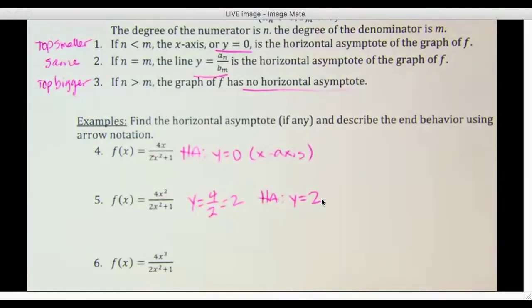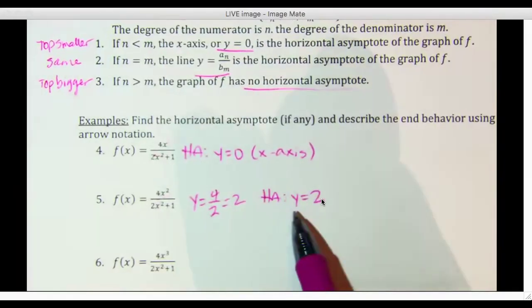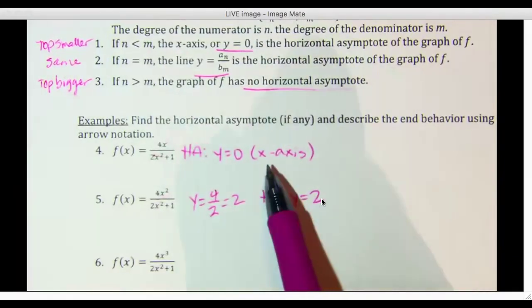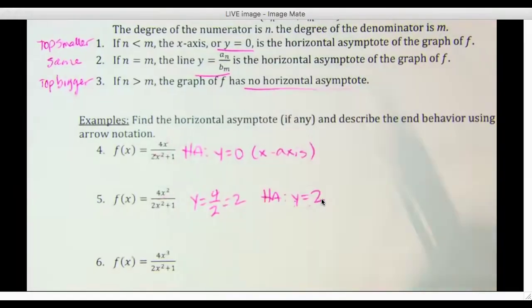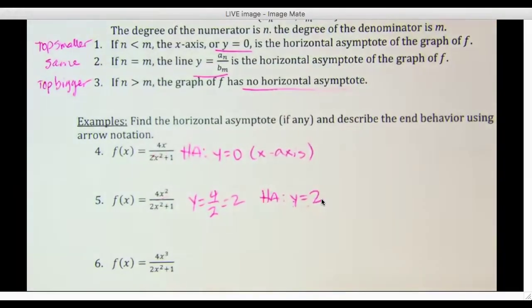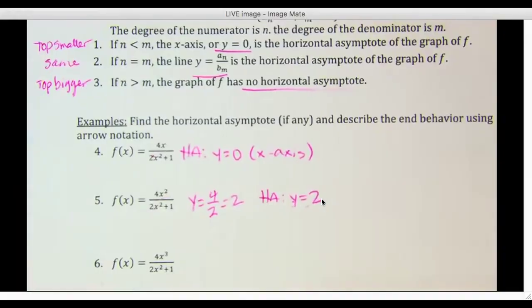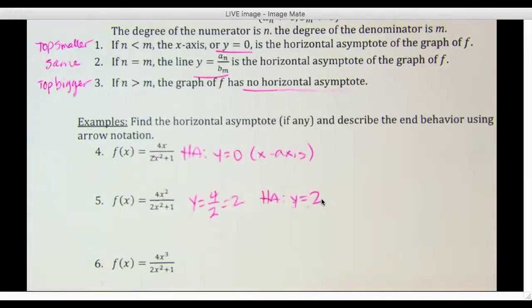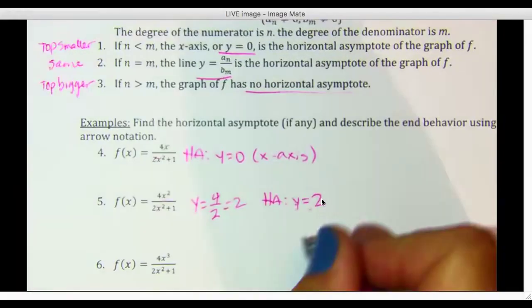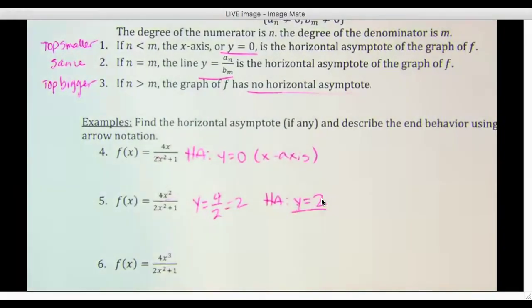Now, for your vertical and horizontal asymptotes, it is really important that you write y equals 2, not just 2. It's not just a number. Same thing with the vertical asymptotes. They have to be written x equals and then whatever the number is. Otherwise, I won't mark it correct. It will be wrong because these asymptotes are equations. They are not just a number. They're not just a value. They're an equation. They are a line. And so they need to be written as an equation.